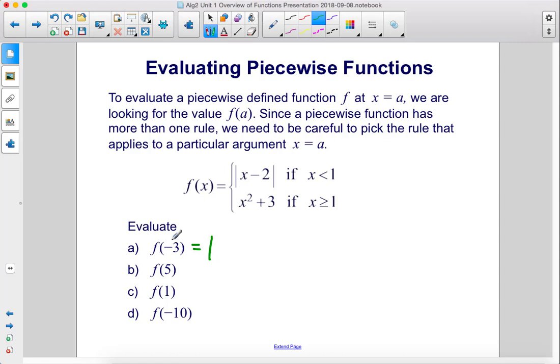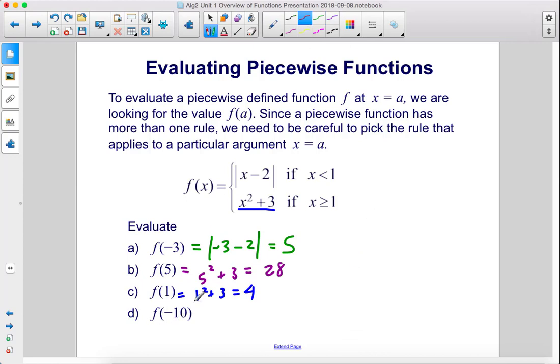So we'll plug in our x, -3 minus 2, and that gives us -5, absolute value, 5. All right, so if x is greater than or equal to 1, we follow this rule. 5 is greater than 1, so we're going to plug 5 into this rule here. 5 squared plus 3 equals 28. All right, f of 1. So if x equals 1, we're going with this rule. So we have 1 squared plus 3, which equals 4.